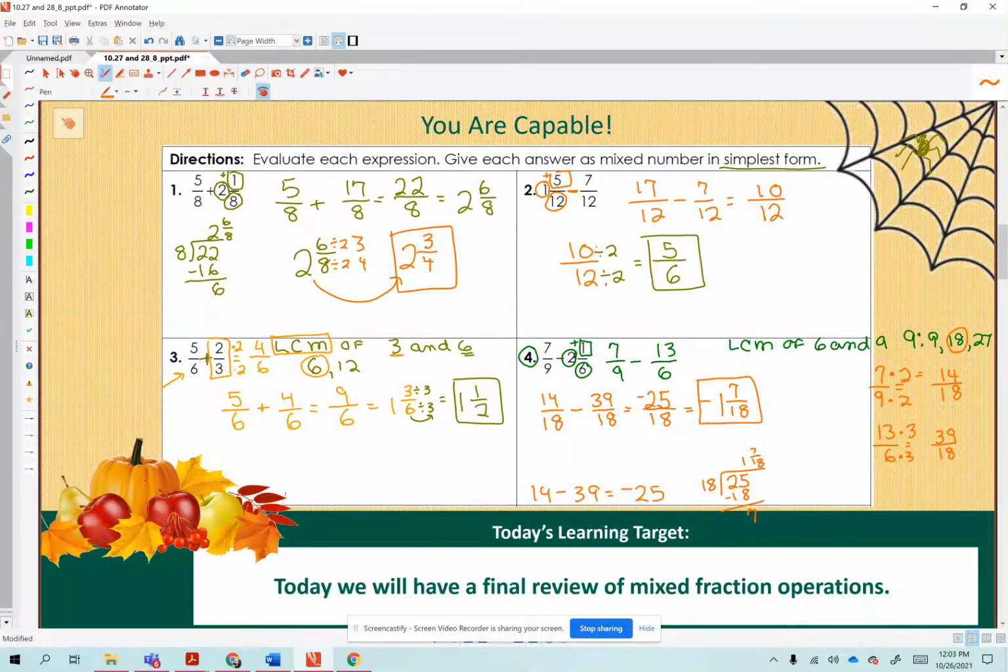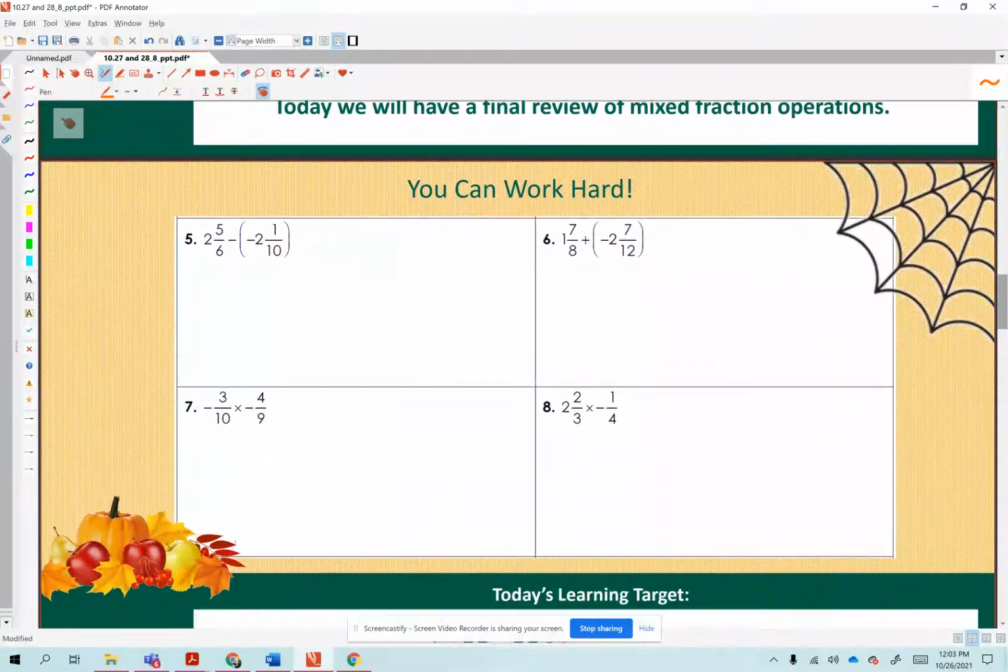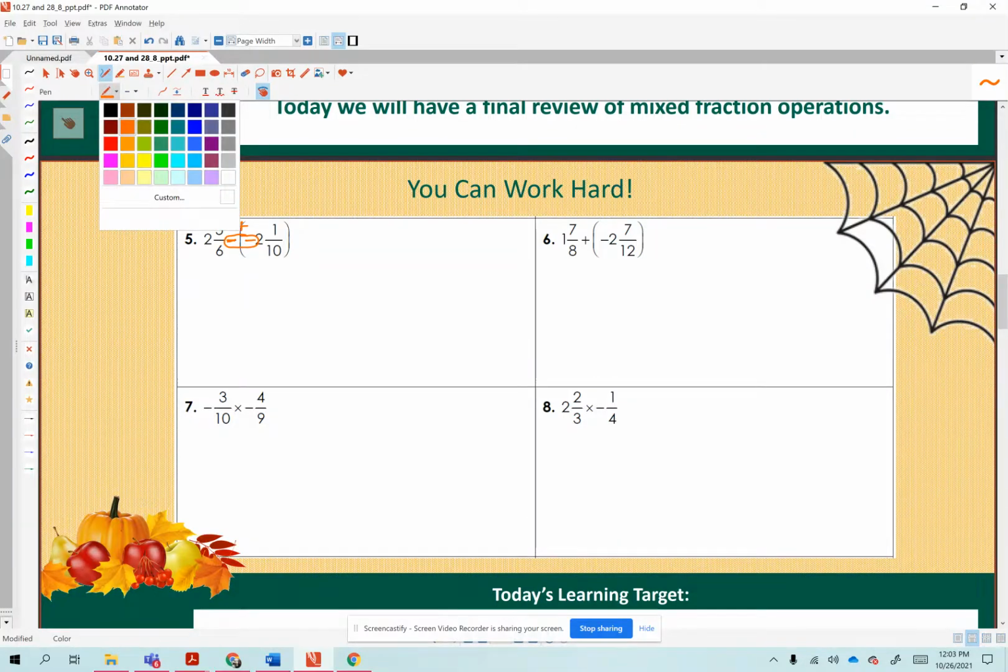All right, let's move on to the next group of 4. In number 5, we are subtracting a negative, okay? This is what we call the "not." I cannot not do something. That means I must do it. So the first thing I want to do with this one is rewrite this as addition. The next thing I need to do is convert these two fractions. They are mixed numbers, and I need to convert them to improper fractions.